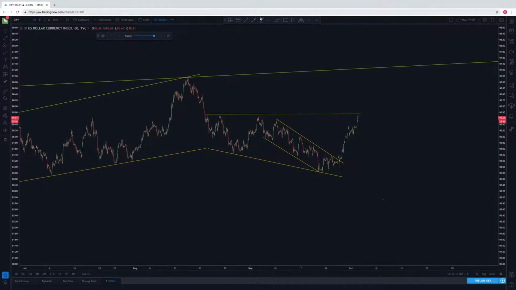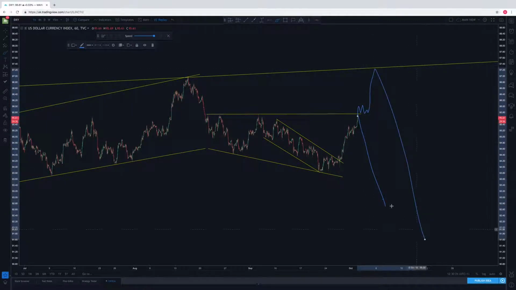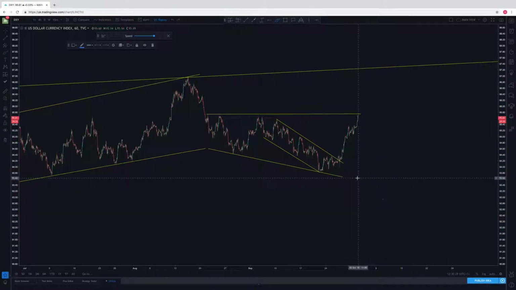And we then know with clarity that we have two options. We're either going to get a solid rejection from here for a move to the downside, or this will break, give us a continuation, move back up, and then drop. So having that clarity and pattern separation has been an absolute game changer for me. So that is on the DXY.